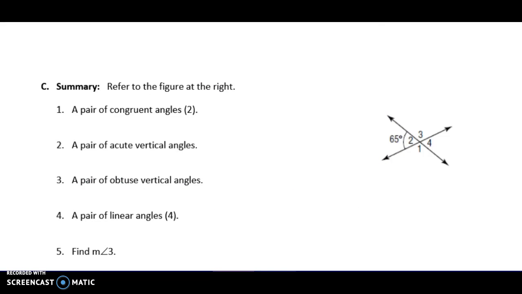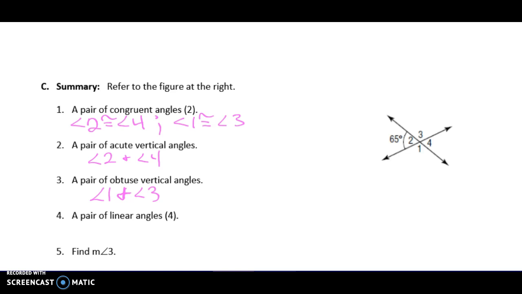In summary, if we look at this picture to the right, naming a pair of congruent angles, well, we got vertical angles, so angle 2 is going to be congruent to angle 4, and angle 1 is congruent to angle 3. Which of these are the acute vertical angles? That's angle 2 and angle 4. Which ones are the obtuse vertical angles? Angle 1 and angle 3.